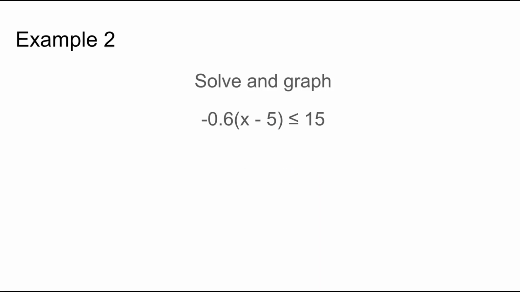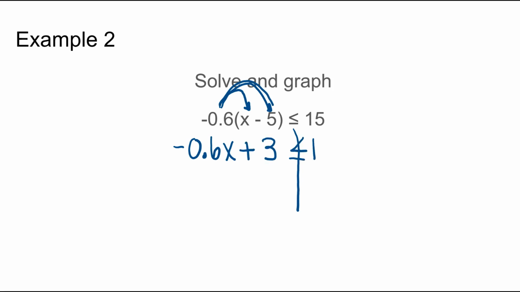We'll do one more together. Solve and graph. So because it's going to be a closed circle, I'll use that solid line. And what we're going to do is distribute this negative 0.6 to both terms inside. So that's going to be a negative 0.6x. And then that's going to be a positive 3 is less than or equal to 15.